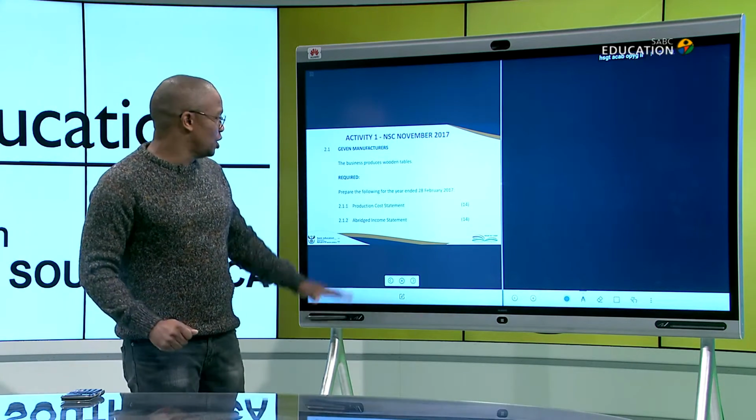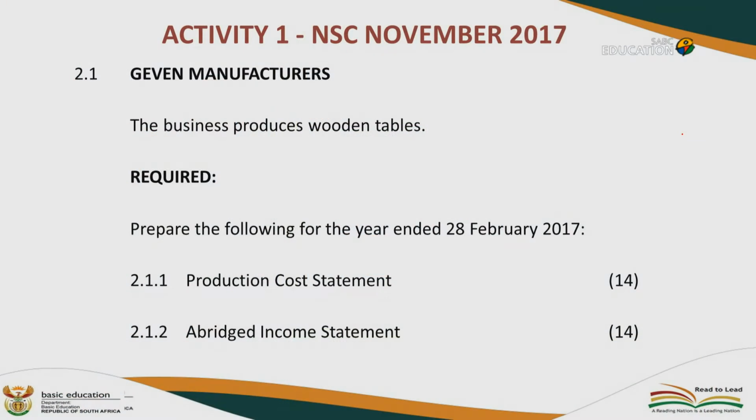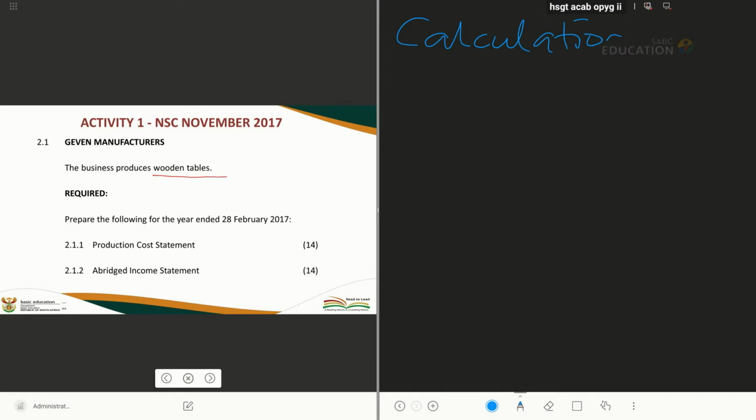Okay, surely you've been waiting for this. Let's do our activity one, which was taken from your NSC November 2017 paper. So on this activity, they say the business produces wooden tables. It is very important to capture what the business is producing. We are producing the wooden table, and they say we must prepare the following: the production cost statement as well as the abridged income statement. So my dear learners, let's do this together.